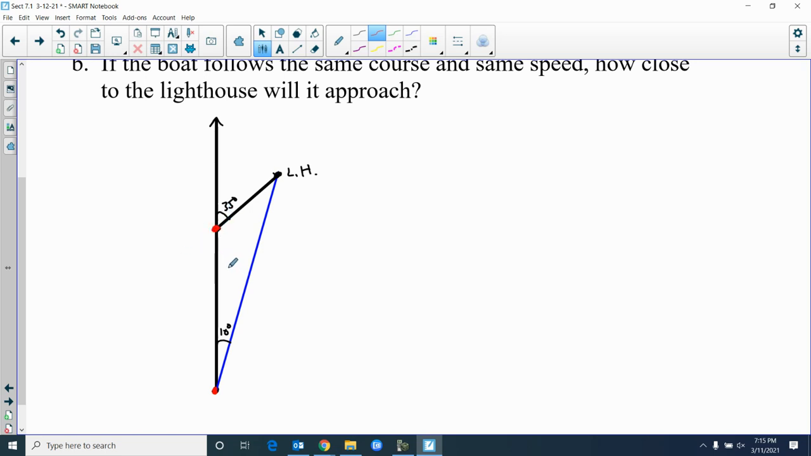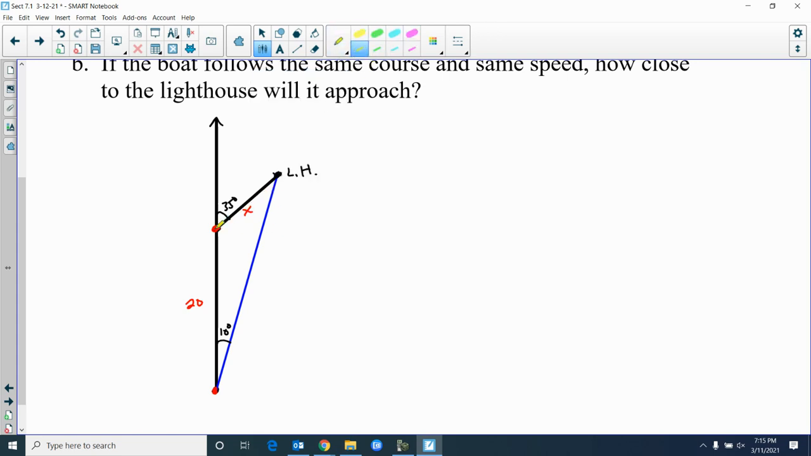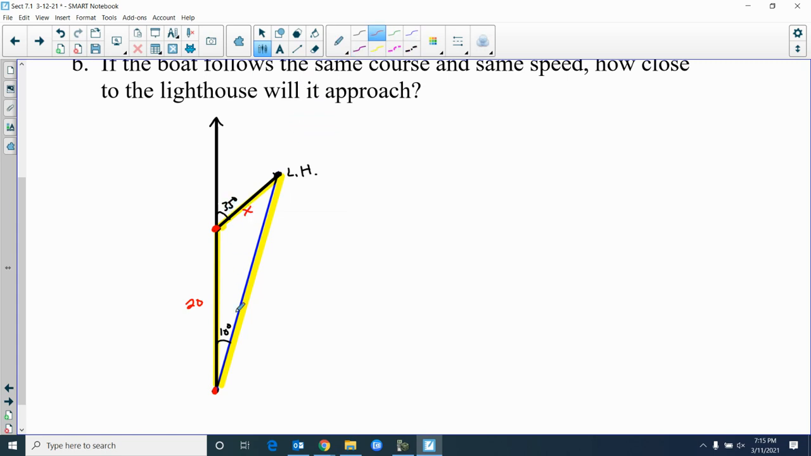Since it was 2 hours in between and the boat is traveling 10 miles per hour, this distance right here will be 20. It says, how far is the ship from the lighthouse the second time? That would be this distance right here. Now, this is the triangle I'm going to work with, those 3 sides. This is 20, that's the length. This is x, this is 35 degrees, this is 10.